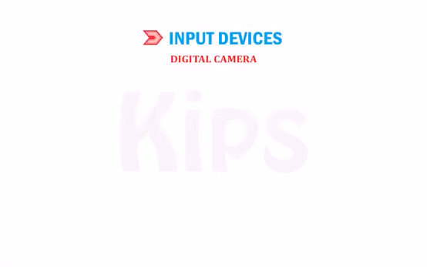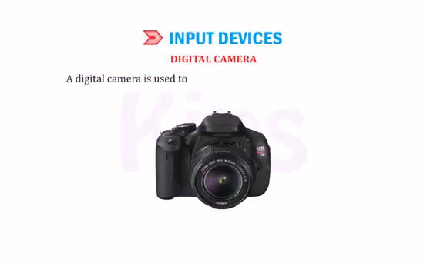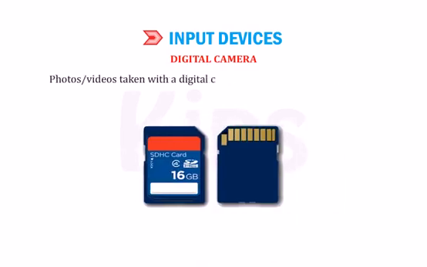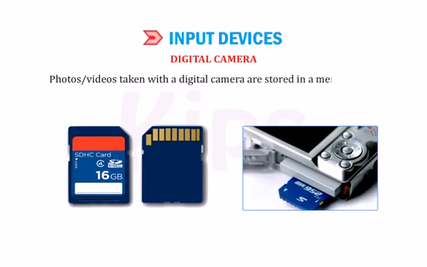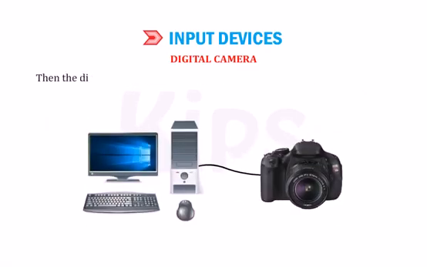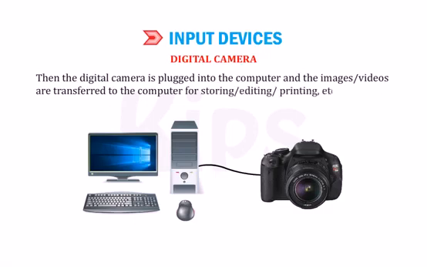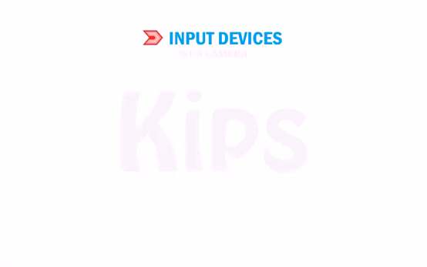Digital camera. A digital camera is used to take photographs and record videos. Photos or videos taken with a digital camera are stored in a memory chip inside the camera. Then the digital camera is plugged into the computer and the images or videos are transferred to the computer for storing, editing, printing, etc.